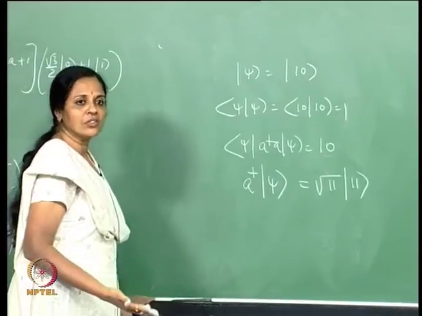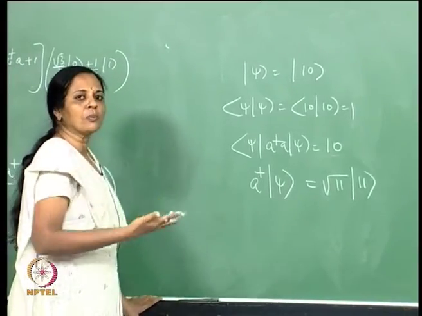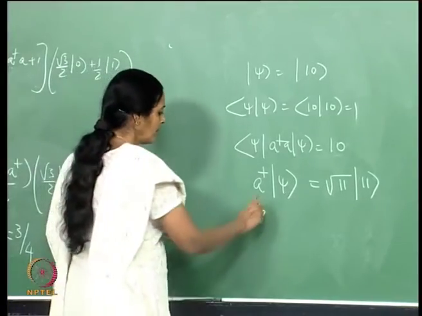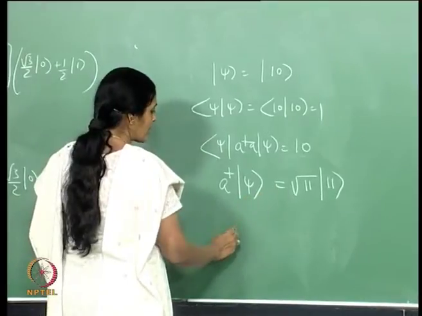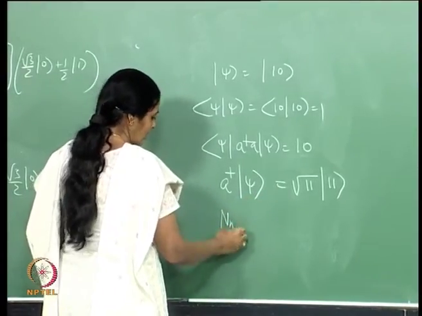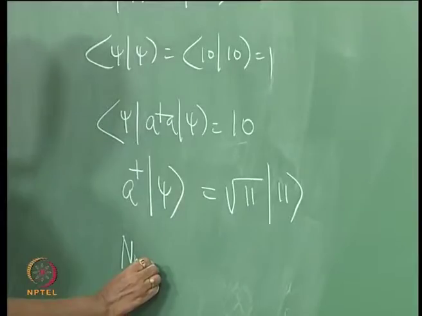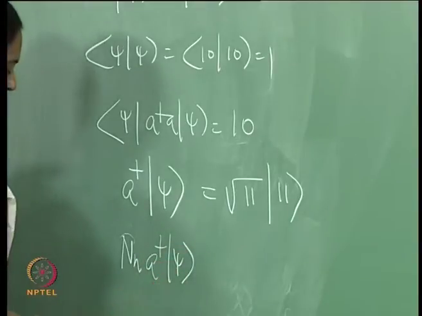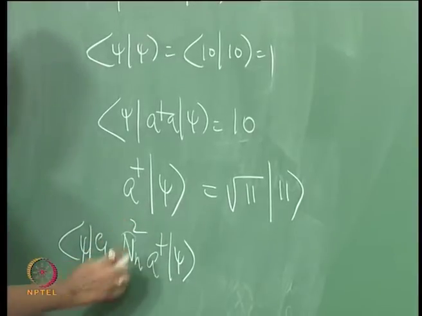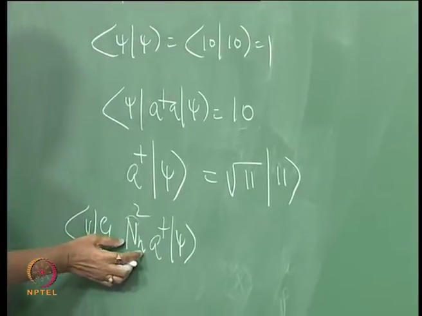We need to consider normalized states, because otherwise the probabilistic interpretation fails. The total probability must be 1. And therefore, to normalize the state, the normalized state should satisfy, if this is a normalization factor, the bra, which is A psi. There is an nn squared where nn is a normalization factor.